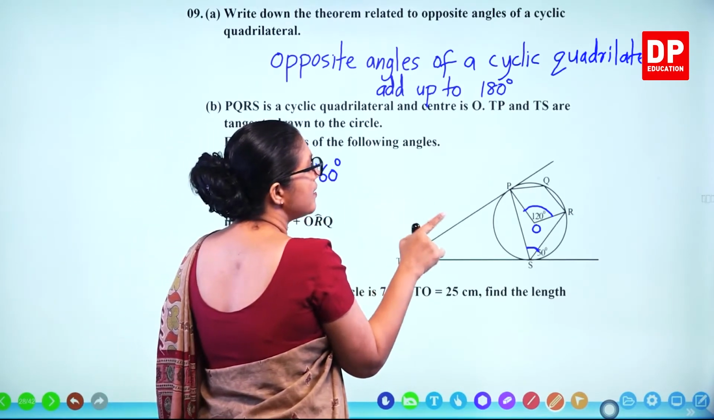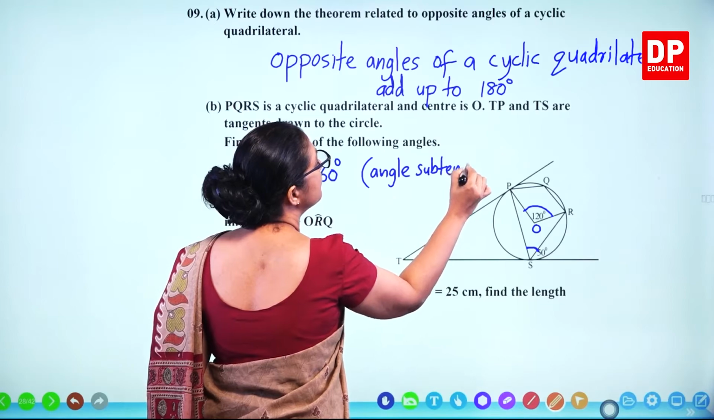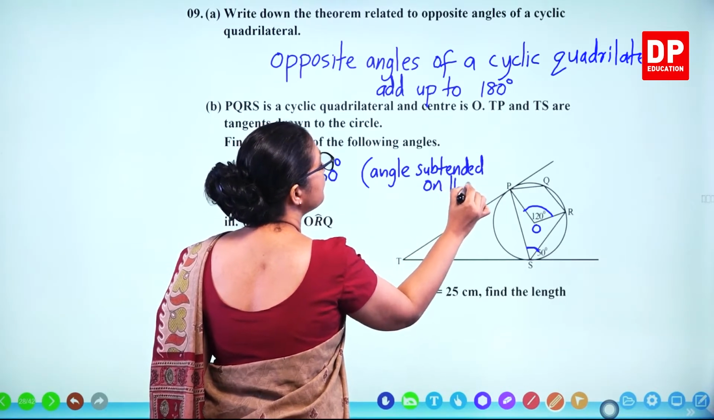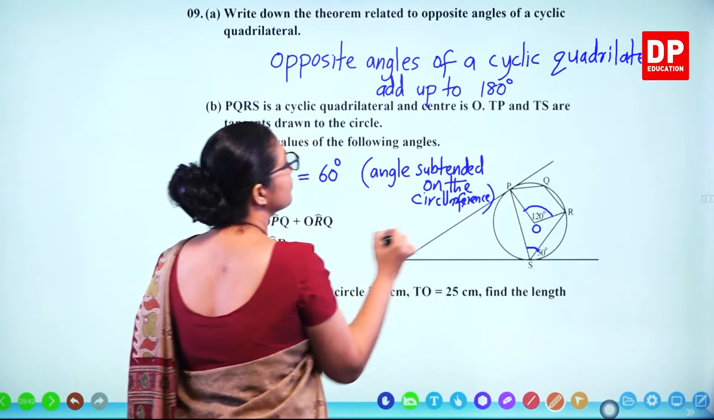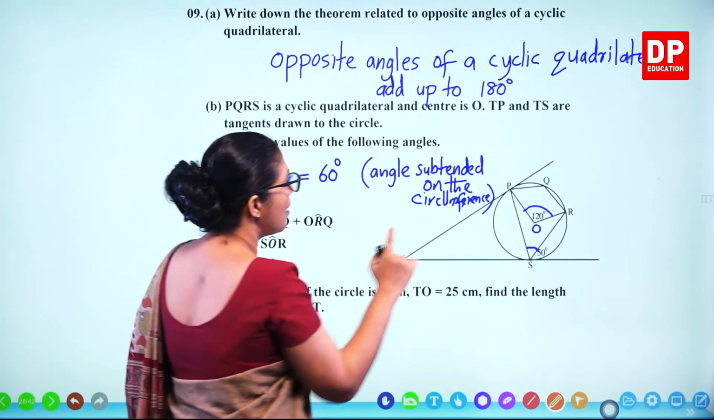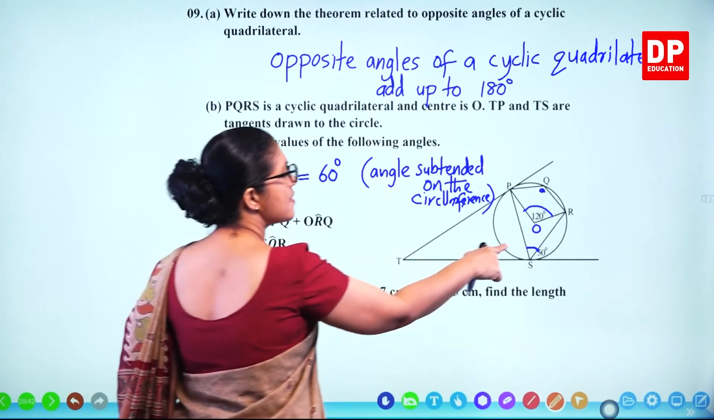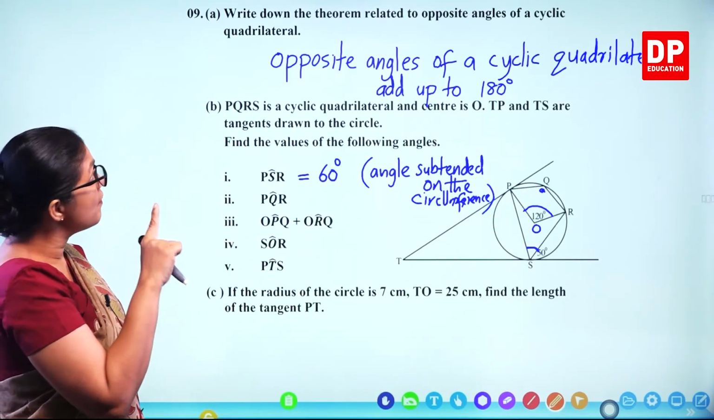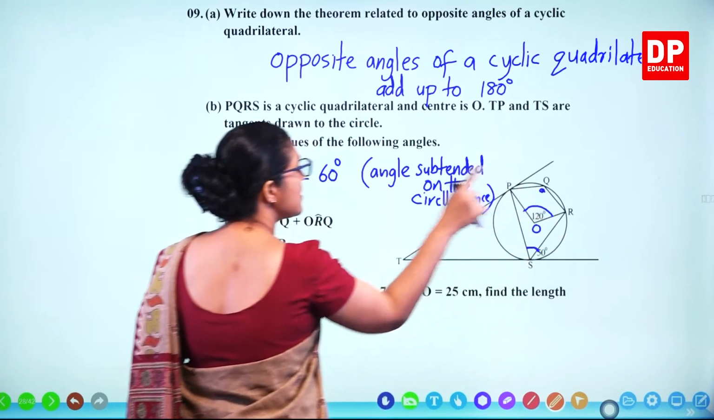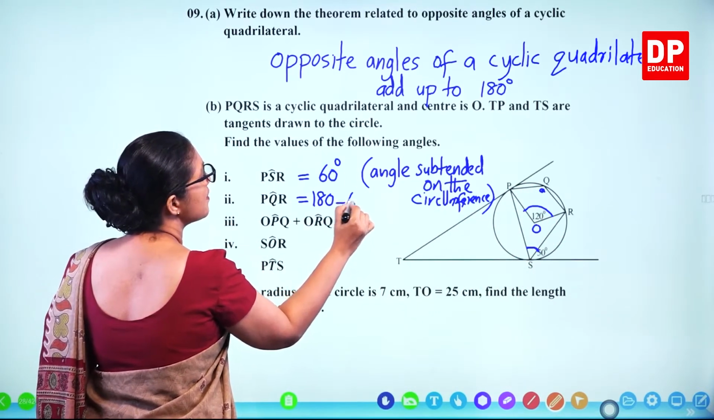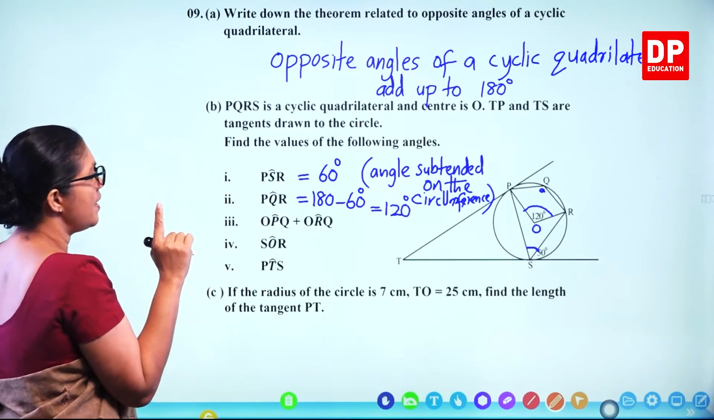So you can write angle subtended on the circumference. PQR, this angle. Now we found this is 60. We know according to the cyclic quadrilateral first part, the opposite angles add up to 180. So this is 60. So what is this angle? 180 minus 60. That's 120. Opposite angles add up to 180.